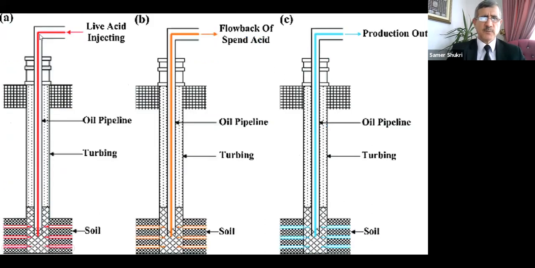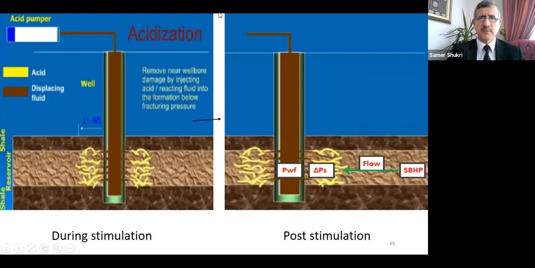You see, when we pump acid here, we inject it in a live well. After that, we flow back this spent acid. Then the well will produce. Here, the formation was plugged. Here, the formation is open. The productivity is enhanced. You see also, we have to improve the delta P. You see the delta P, the difference between formation pressure and bottom hole pressure. As this value increases, the productivity will increase.